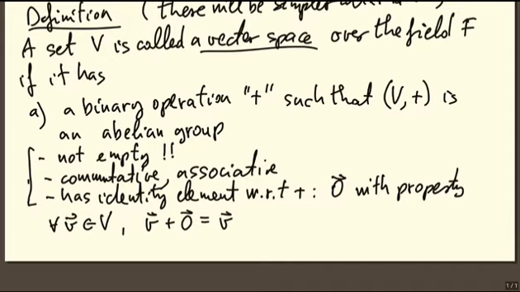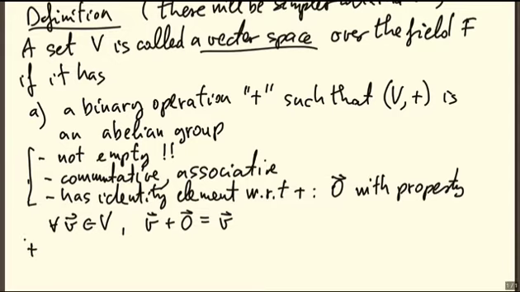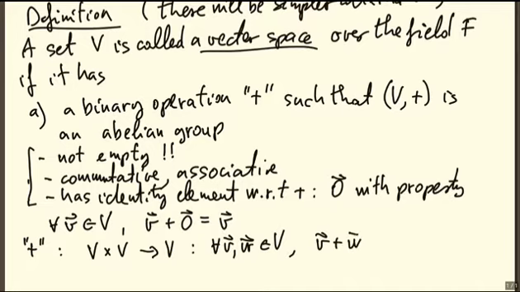Let me also mention that this addition, this binary operation, can be said to be a mapping from V cross V into V. So what it does is that if you have v and w vectors in this vector space, then when you add them together, this will also be a vector in the vector space.